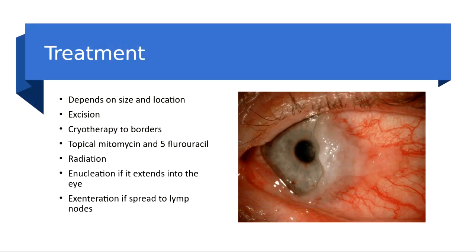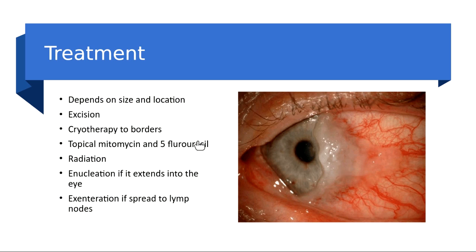So treatment depends on size and location. We're going to excise it, clearing the borders. Oftentimes we can't excise this area. If we were to excise all of this, you're literally removing almost half of the cornea and limbus. It's very hard for the eye to survive that. So a lot of times we have to give topical treatment, with topical antimetabolites like mitomycin and 5-fluorouracil. Sometimes we give radiation, but most of the time we treat them topically.